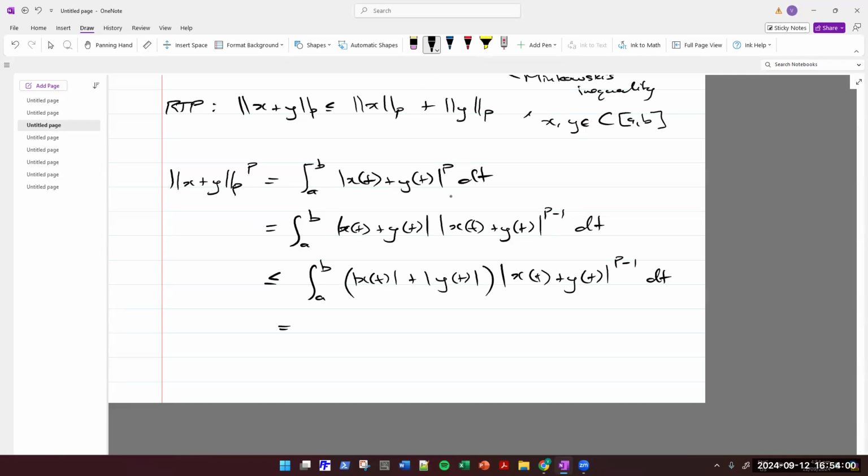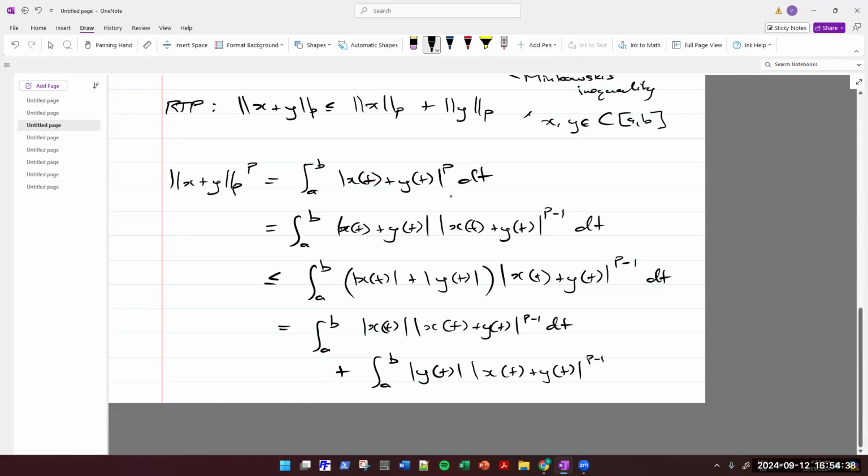into two integrals now. So let's split this apart. So the integral from a to b of |x(t)| times this term, which is |x(t) + y(t)|^(p-1) dt, plus the integral of the second term. That's |y(t)| times |x(t) + y(t)|^(p-1) dt.